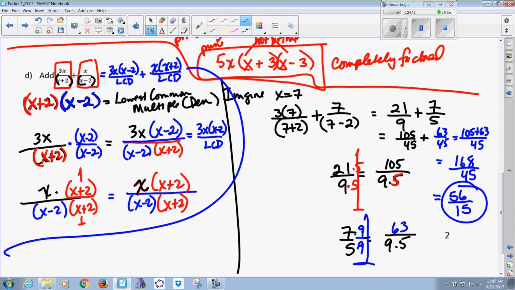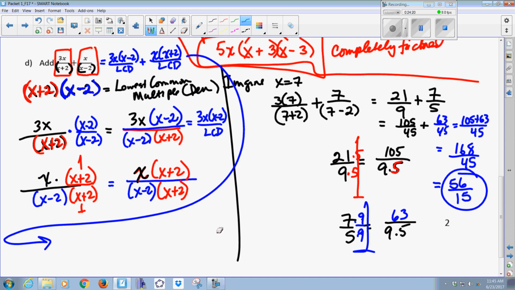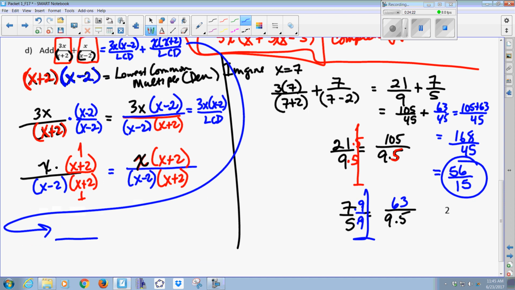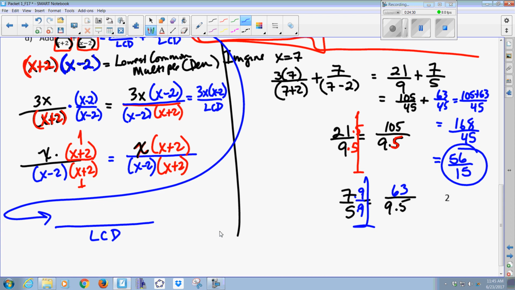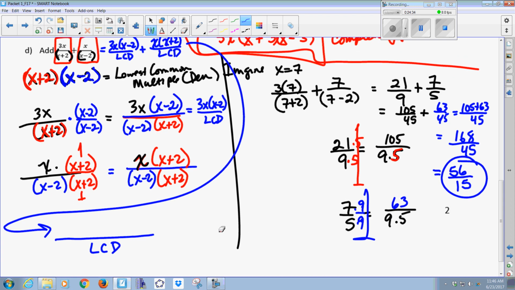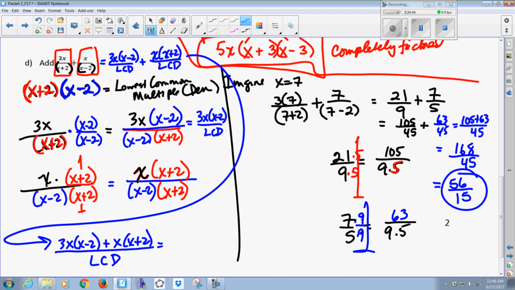So we're almost done. Now we get to add these. So you put one big long fraction bar like that. You put the LCD right there. Again, this LCD doesn't come into play until the very end when you see if you can reduce. At this point, you just want to simplify everything in your numerator. So our numerator is 3x times x minus 2 plus x times x plus 2. So let's see what this becomes.